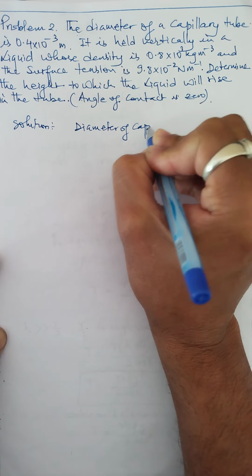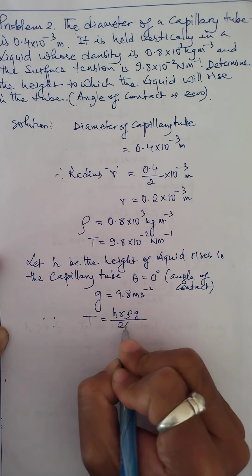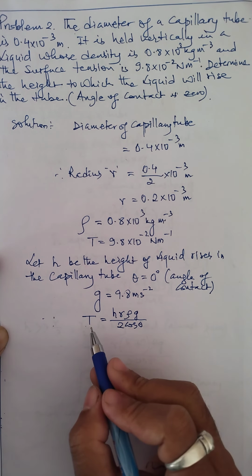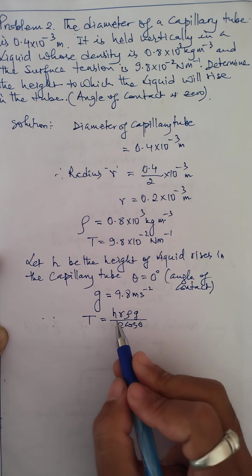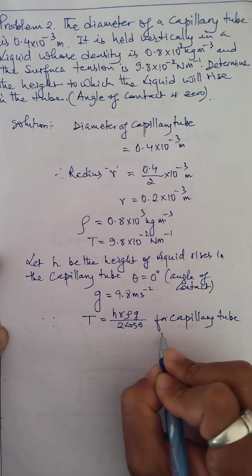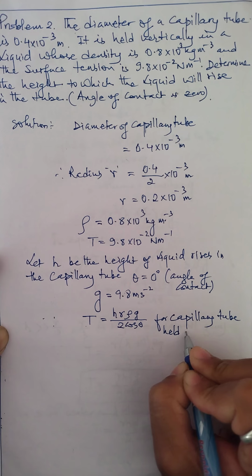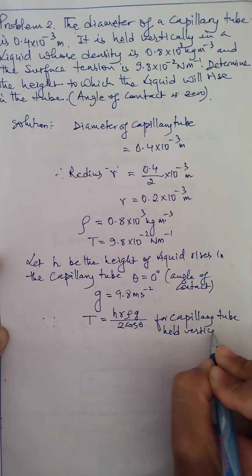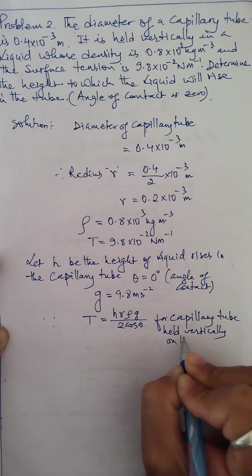As you know, the formula you have already learned is surface tension T equals to what? h r rho g by 2 cos theta. So the surface tension of the liquid is given by h r rho g by 2 cos theta. This is for a capillary tube. Today this is important to note down. This is for a capillary tube held vertically on the liquid.